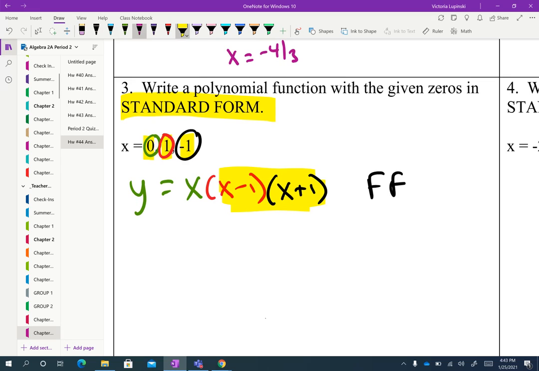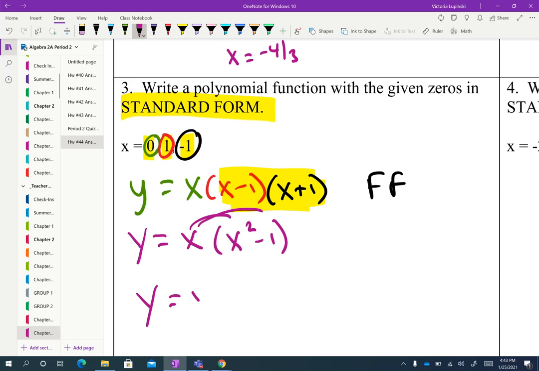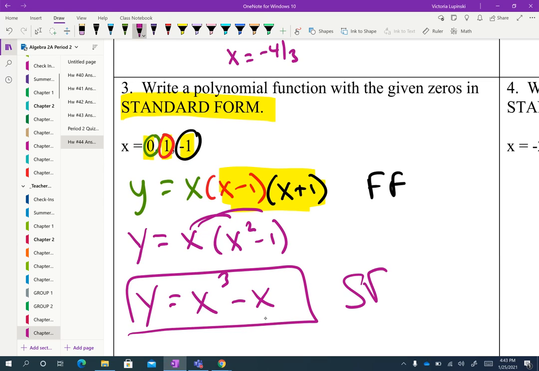Maybe you remember that that is, of course, the difference of squares. It doesn't matter which 2 you pick, but if I go ahead and pick the red and the black, I'm just going to get x squared minus 1. Then I have to distribute this x, which means my polynomial equation is going to be x cubed minus x. That is considered to be standard form. And again, because they ask you for the polynomial function, they're not actually asking you for a factor or a solution. You just want to leave it as y equals or f of x if you would prefer.